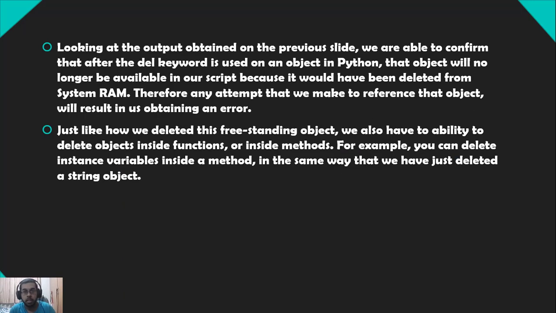Looking at the output obtained on the previous slide, we are able to confirm that after the del keyword is used on an object in Python, that object will no longer be available in our script because it would have been deleted from system RAM. Therefore, any attempt that we make to reference that object will result in us obtaining an error. Just like how we deleted this freestanding object, we also have the ability to delete objects inside functions or inside methods. For example, you can delete instance variables inside a method in the same way that we have just deleted a string object.